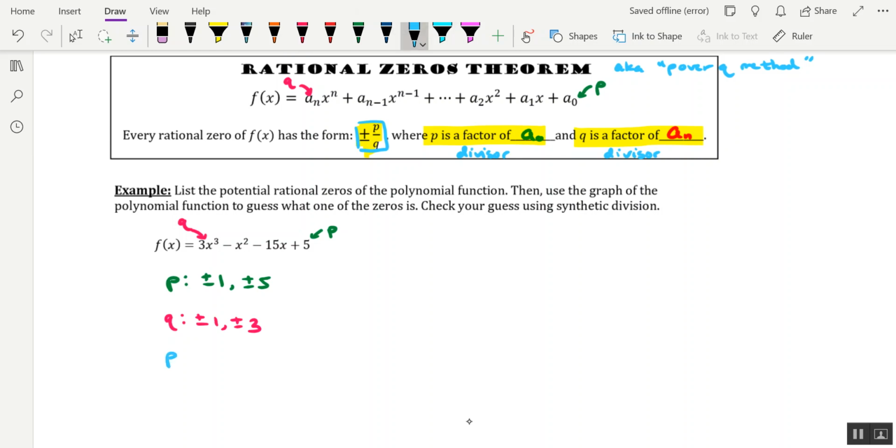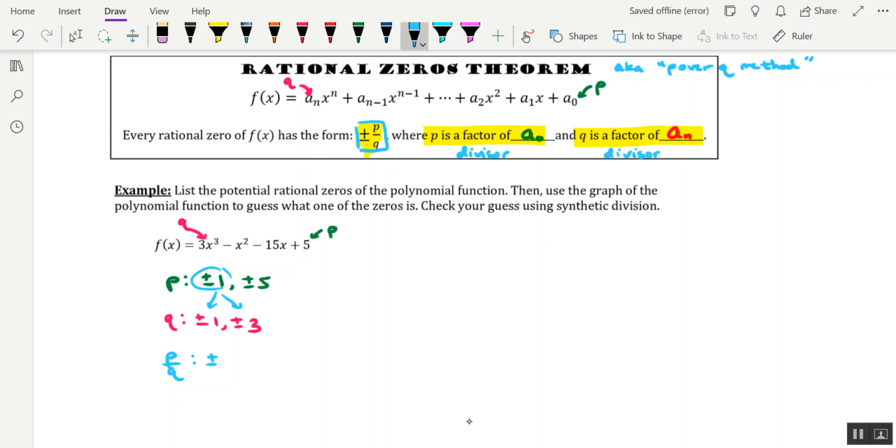Now as for p over q, what we're going to do is treat each one of these numbers in the list for p as numerators, and each number in the list for q as denominators. And what I normally do is I go from left to right in the list for p, starting with 1, and I'll set it on top of 1, and then my other fraction will be made out of 1 over 3.